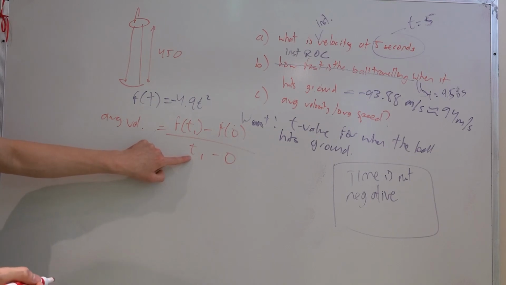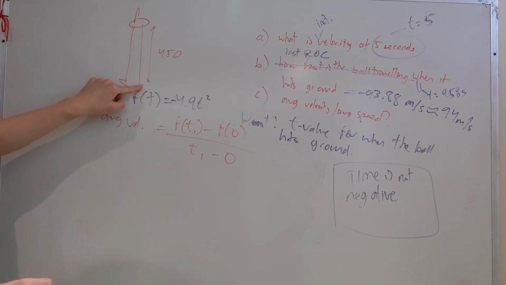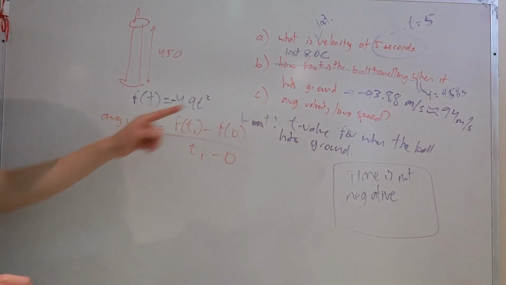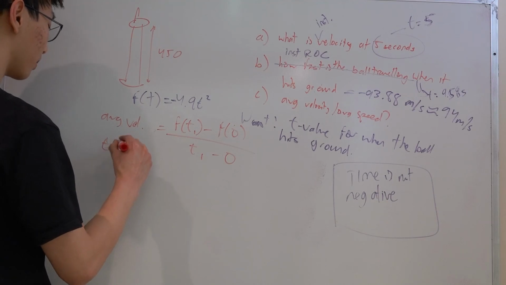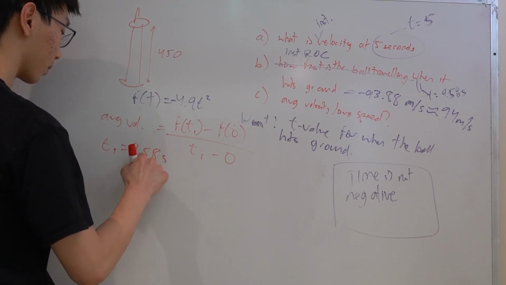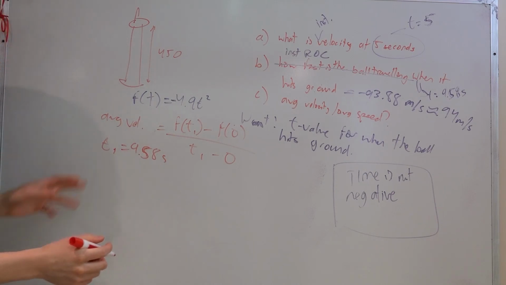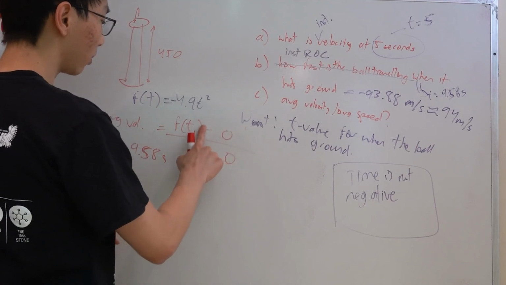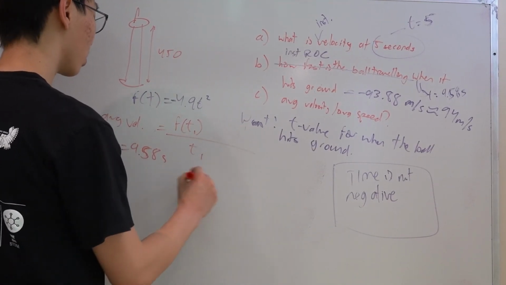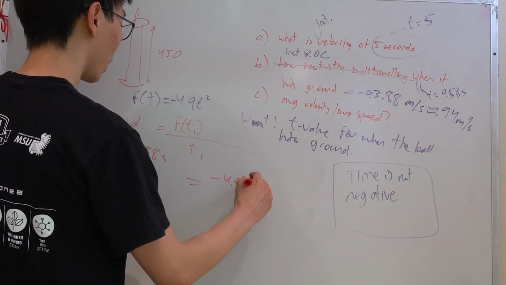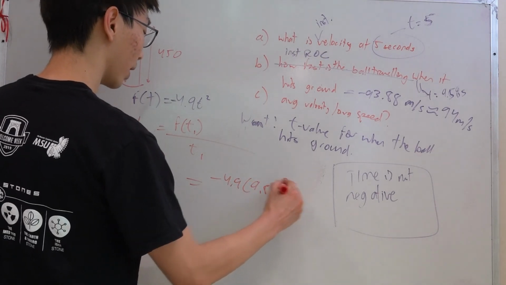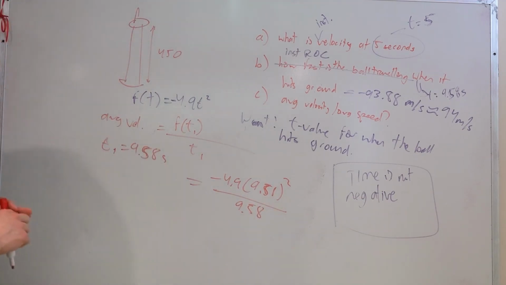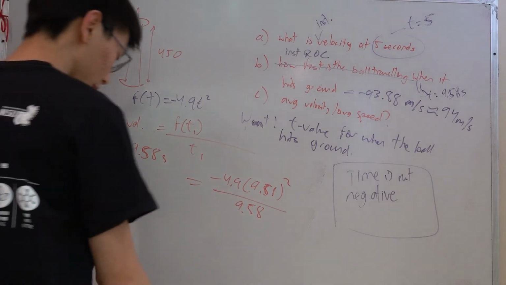Then t1, that's the time when it hits the ground, right? But didn't we just solve that here? That's right. So t1 is actually 9.58. All right. So if you plug all these in, you'll be able to get your answer. f of 0, I noticed right away, is just 0, so we don't actually have to care about any of this. And so our calculation just reduces to negative 4.9 times 9.58 squared, all of that over 9.58. Okay? And you should be able to do this pretty quickly using a calculator.